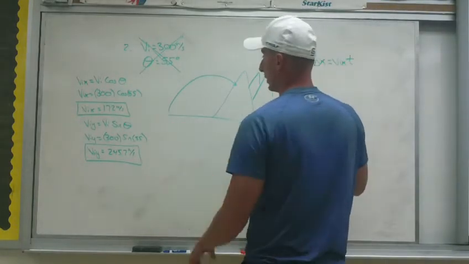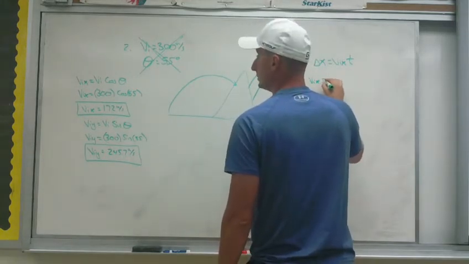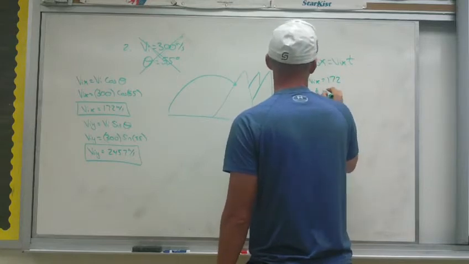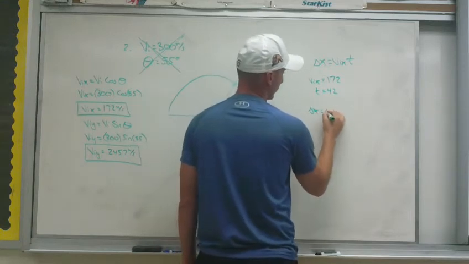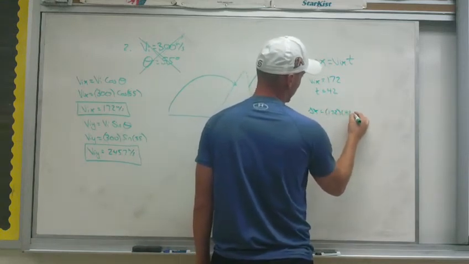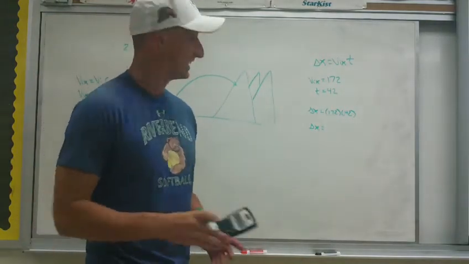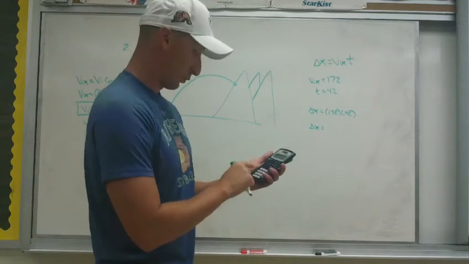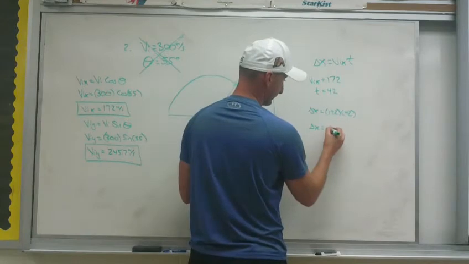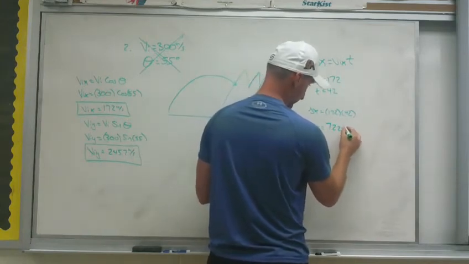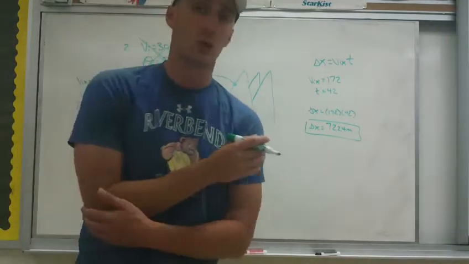So I know VIX is equal to 172. Time is equal to 42. That's pretty simple. I can just plug in here. Delta X equals 172 times 42. Remember that little rant I had on other problems. I forgot we're given time here. So I do 172 times 42. I get 7,224 meters.